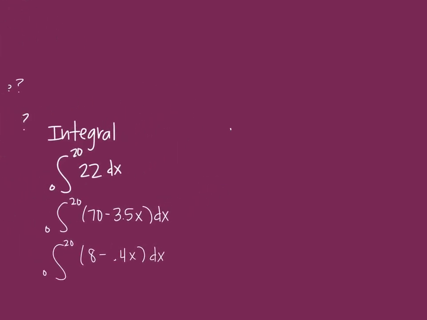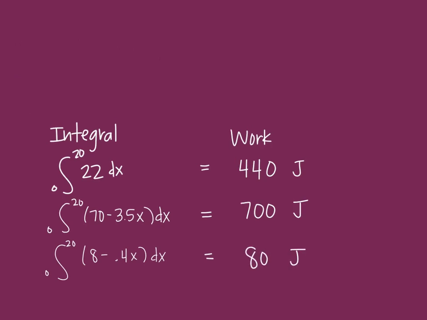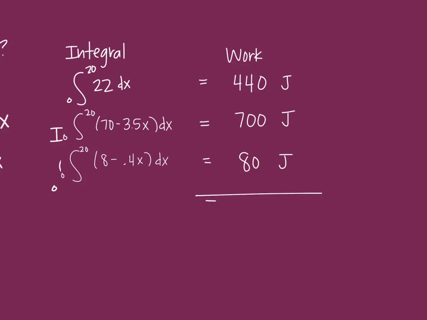Then the work for each of those is the answer to the integral. The integral of 22 from 0 to 20 is 440. The units on the work are J for joules. The next one, I've already worked it out for us. It's 700 joules. And then 80 joules. The question is, what is the total? We just add those up: 1,220 joules of work.